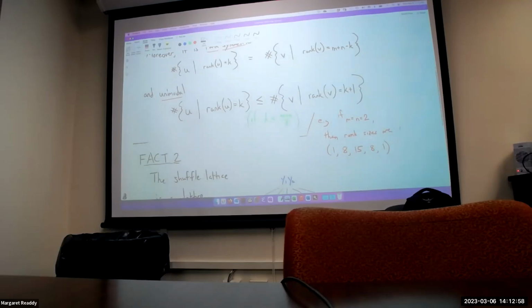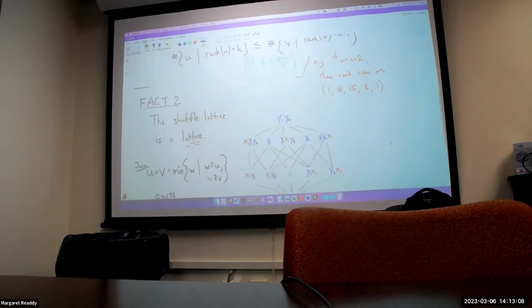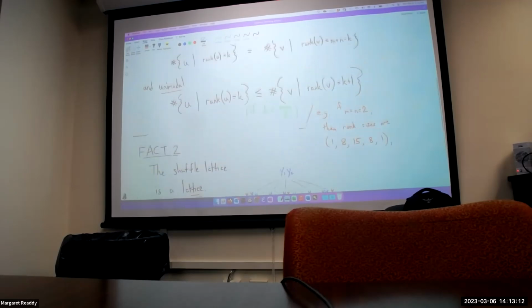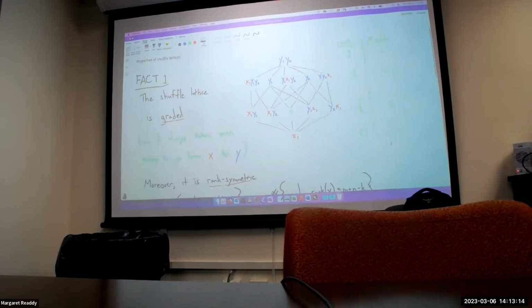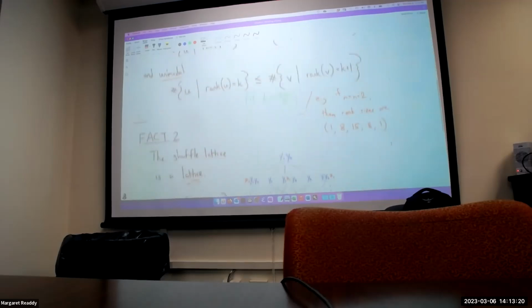All right, so I guess the m equals 1, n equals 2 example is a little too small. If I do both equal to 2, then you see rank sizes of 1, 8, 15, 8, 1. So 33 elements in total. All right, so that's the first fact, and we'll talk about why that's true later. There's actually a symmetric Boolean decomposition of this lattice that's known, and from that you can derive both of these statements, rank symmetry and unimodality.